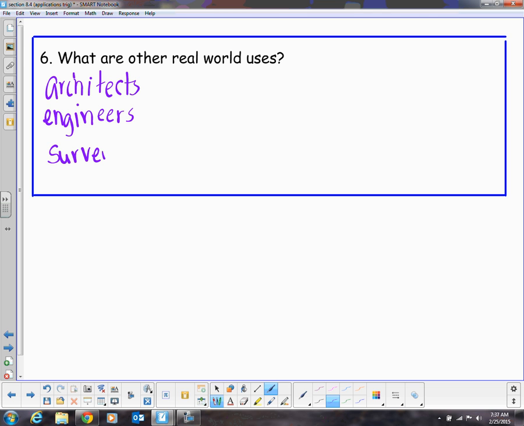Surveyors. Surveyors. Their whole thing is based on trig. What's a survey? That's someone that comes out and measures your land. See, we don't know that. There is a program at UF. UF is the only school in Florida that has a surveyor program.